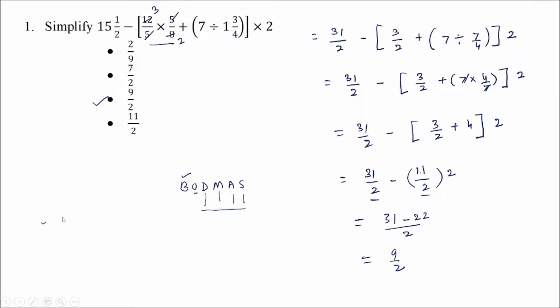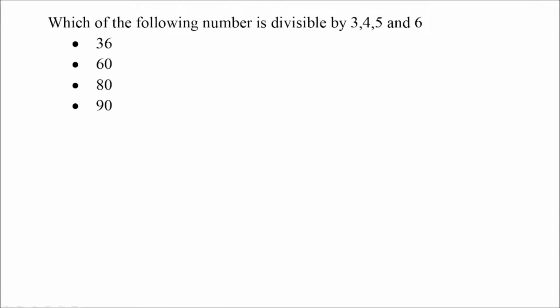Okay, let us see the next question. Which of the following numbers is divisible by 3, 4, 5 and 6? So dear students, if you observe here, a number which is divisible by 3, 4, 5 and 6 is 60. What is the trick here? If we take the LCM of these four numbers, then we will get the least number which is divisible by these four given numbers.